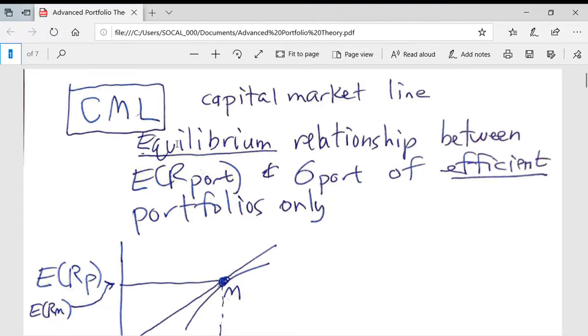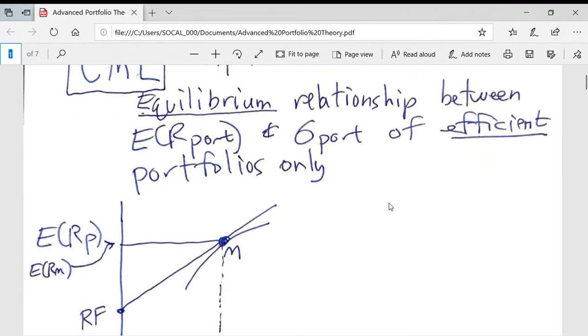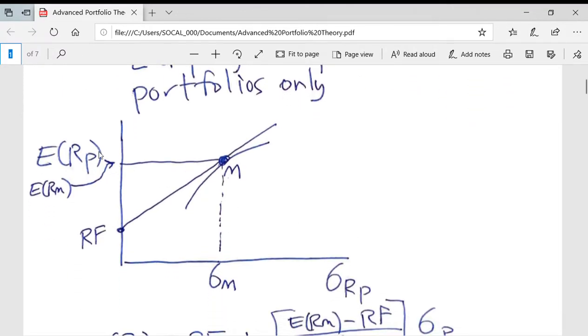I'd like to start by quickly reviewing the capital market line, the CML. It's an equilibrium relationship between expected portfolio returns and standard deviation of returns of a portfolio. For efficient portfolios only, efficient portfolios have no unique risk. And here we've got expected return on the portfolio on the vertical axis, standard deviation of return of the portfolio on the horizontal axis.